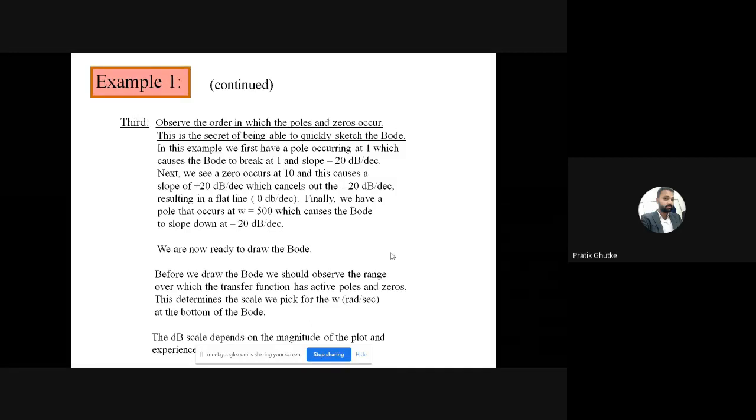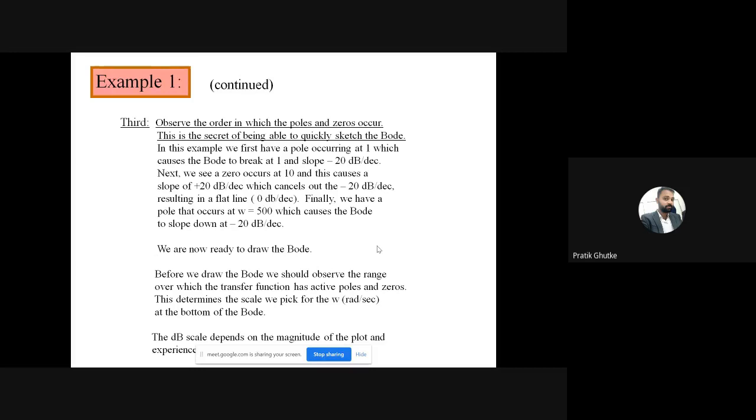So after 1, my graph will go with minus 20 first of all, and then as soon as the zero is coming, my graph will go with plus 20. So minus 20 and then plus 20, it will be 0. Now my graph is at 0. After that zero, what is there? Again one pole is there at 500.